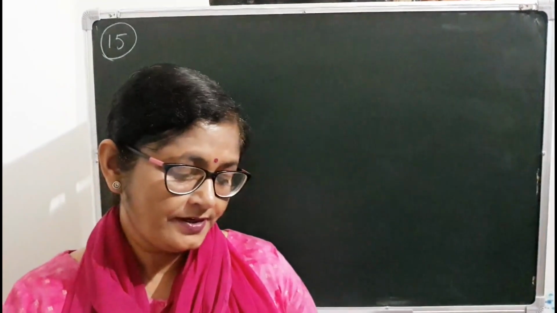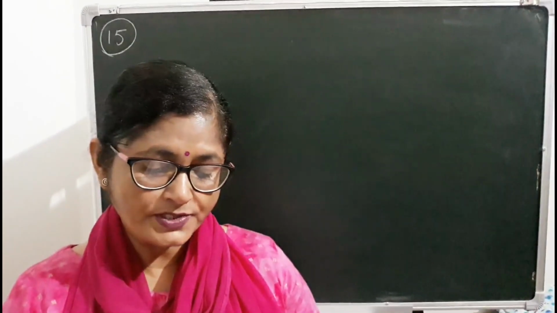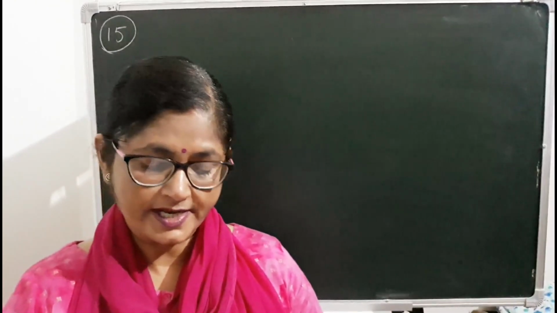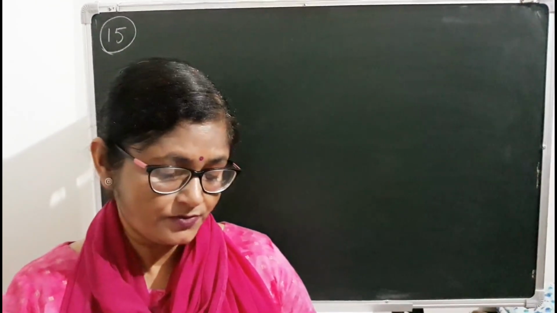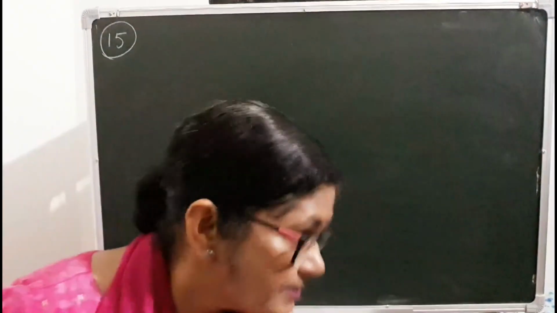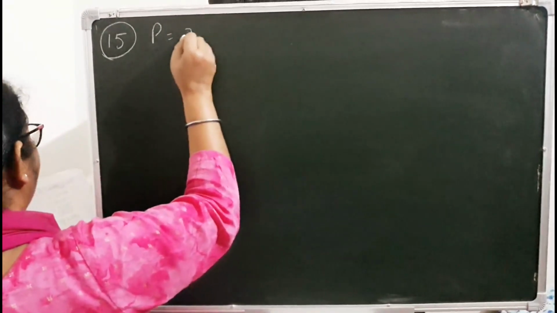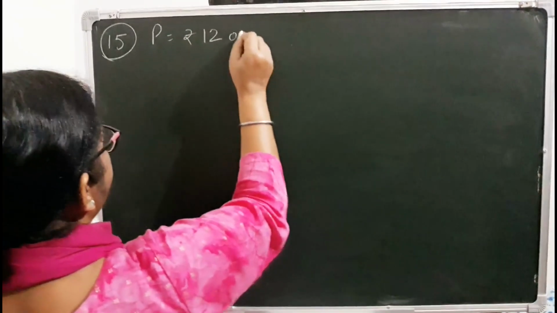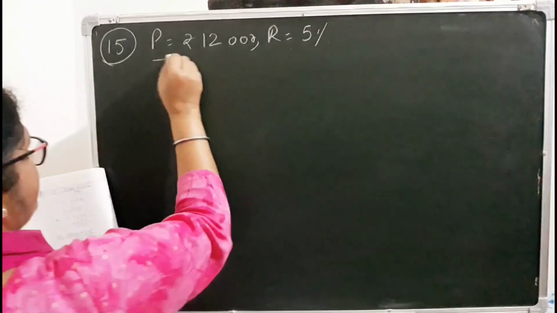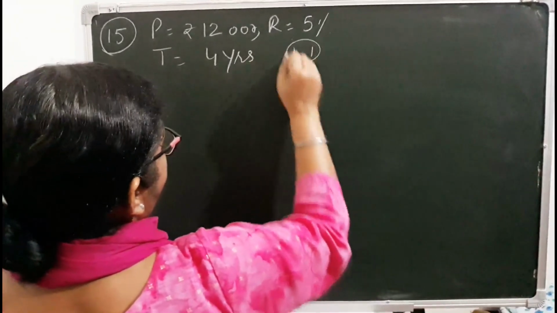Question number 15. Calculate the compound interest for the second year on rupees 12,000 invested for 4 years at 5% per annum. Given time is 4 years. But the question is find the compound interest for the second year. Now, principal is equal to rupees 12,000, rate 5% and time 4 years. It is 2 years.